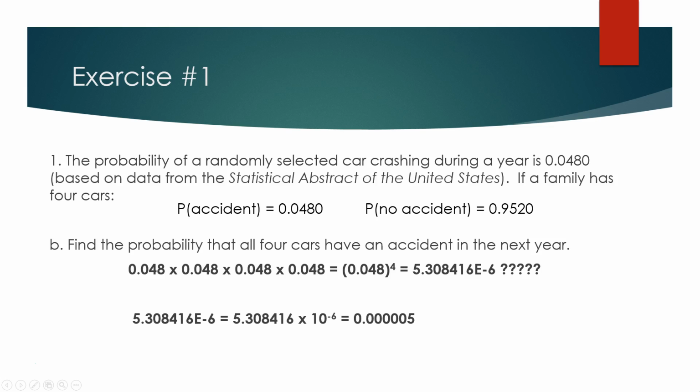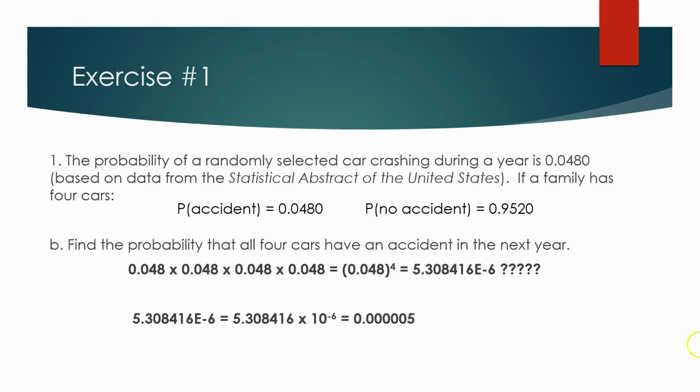The probability of a randomly selected car crashing during a year is 0.0480. Again, the same example. Find the probability that all 4 cars have an accident in the next year. So this one is plain vanilla. It's already set up as an all or nothing. So all 4 cars crashing is 0.0480, and we want that to happen for each of those people.